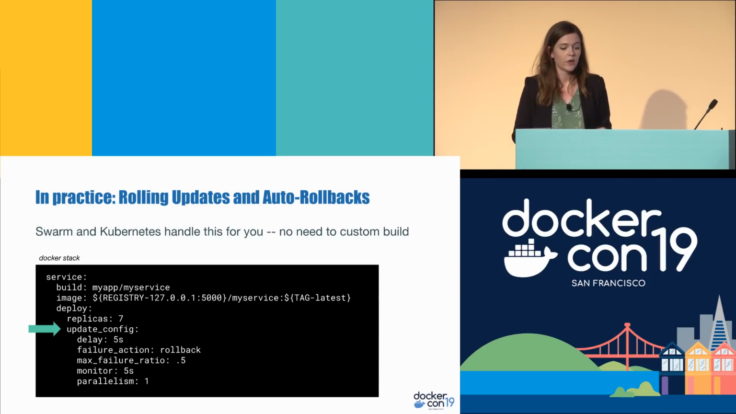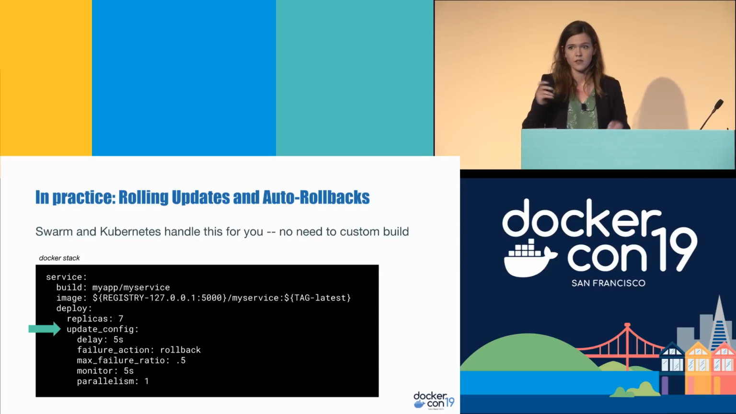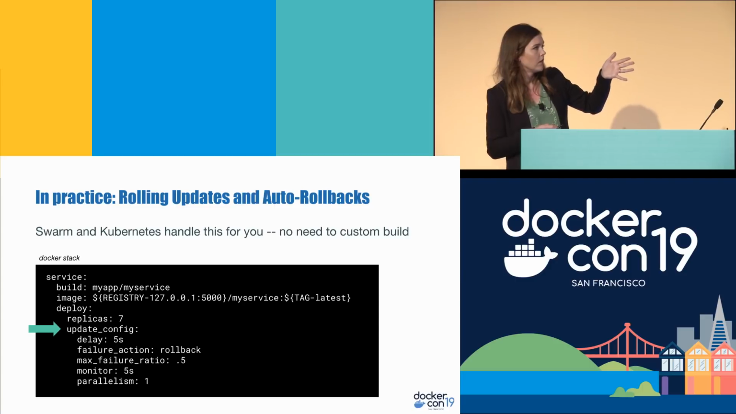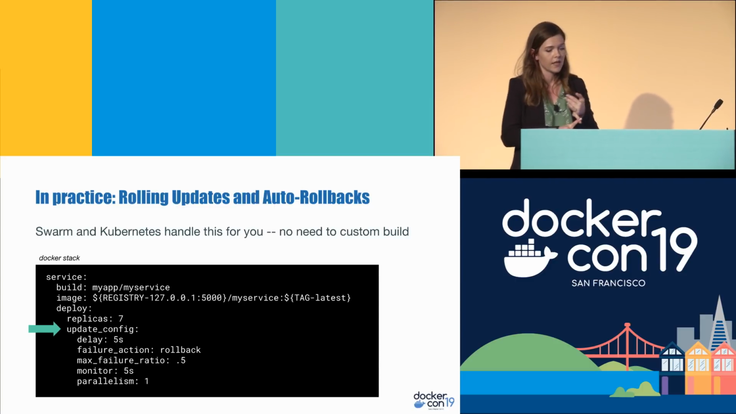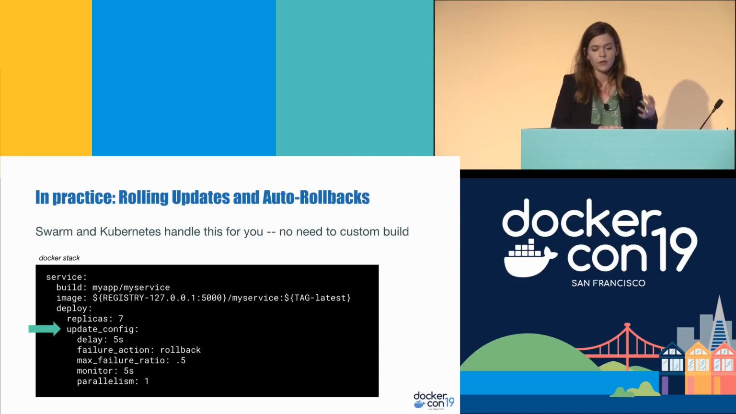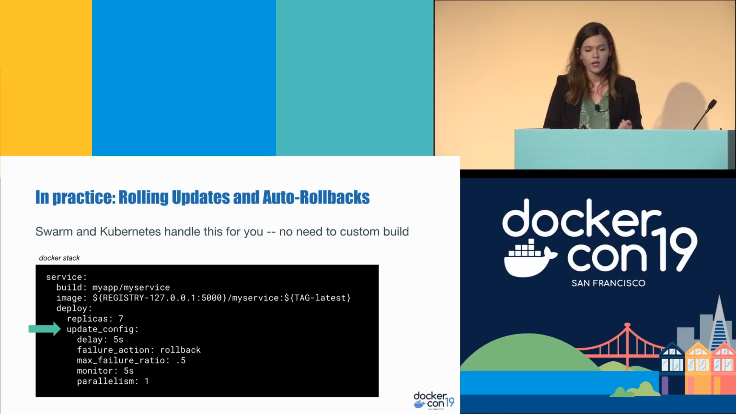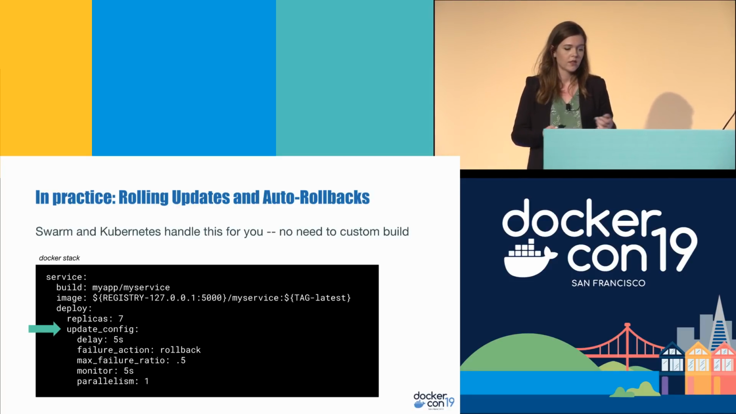So Swarm and Kubernetes do it for you. No need to custom build this functionality yourself, all that control flow. In Docker, in Swarm, there's a preference you can set called update config. So you can set things like delay, failure ratio, parallelism. That's like the number of groups. So I have that set to 1. Auto rollback is also for free with Swarm. It's just the failure action is rollback.